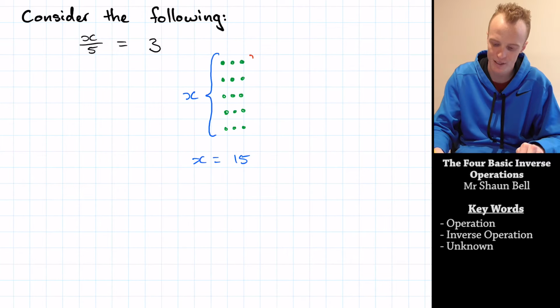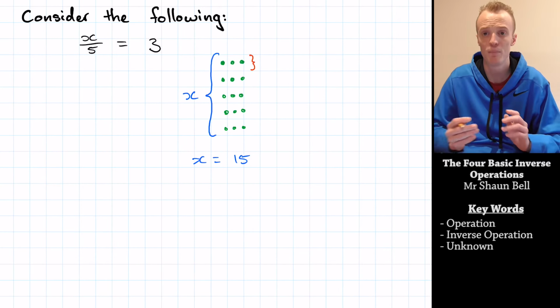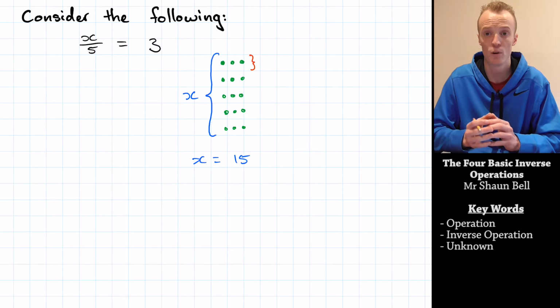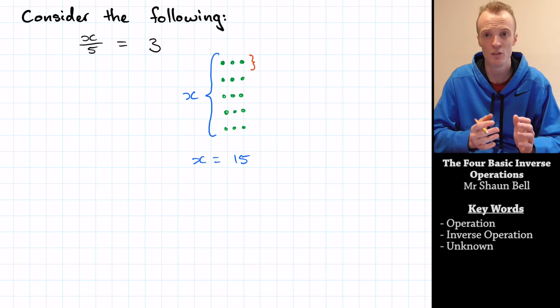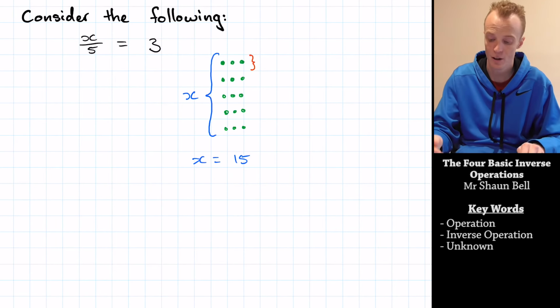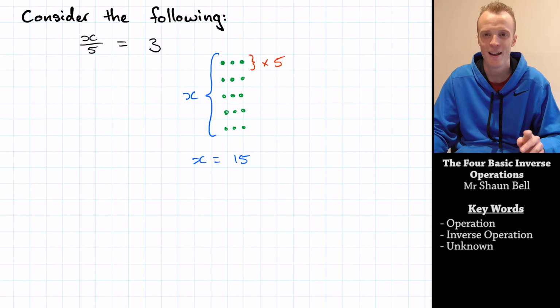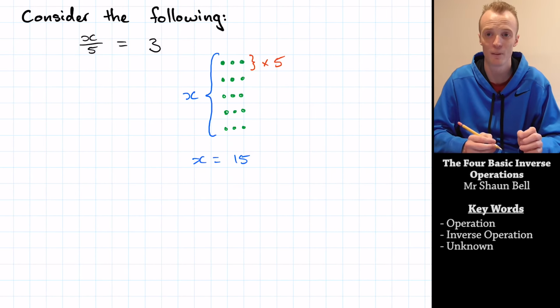Well, let's consider this one person here. This one person had 3 of them. And of course, you knew that every person had the same amount. And you also knew that there were 5 people. So to find out how many total you had, you actually had to multiply it by 5. And this is where the inverse operation comes in. The inverse, or the opposite of division, is multiplication.